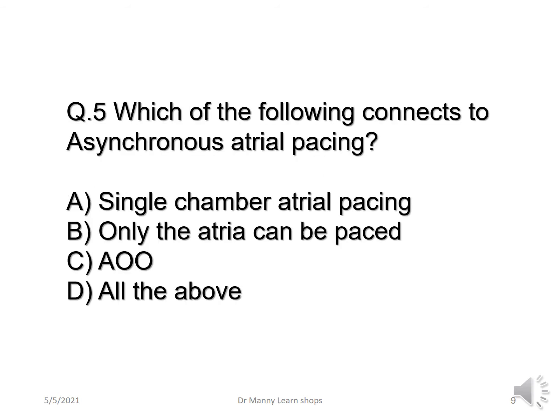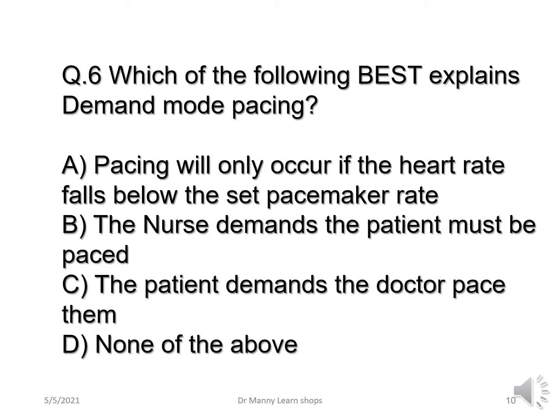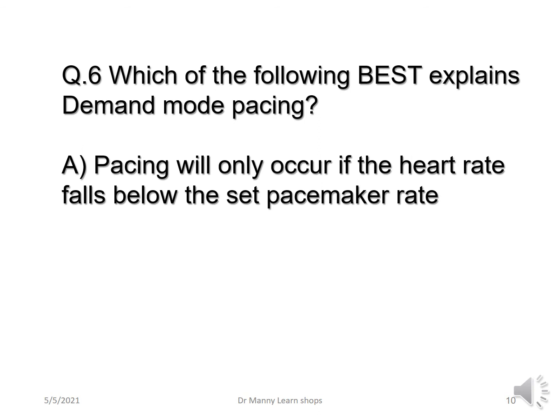Which of the following connects to asynchronous atrial pacing? A, B, C, or D? The correct answer is all of the above. 6. Which of the following best explains demand mode pacing? A, B, C, or D? The correct answer is A. Pacing will only occur if the heart rate falls below a set pacemaker rate.